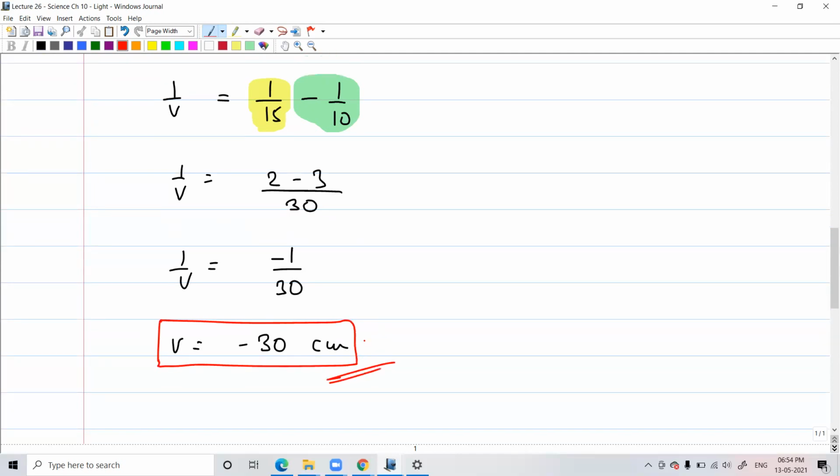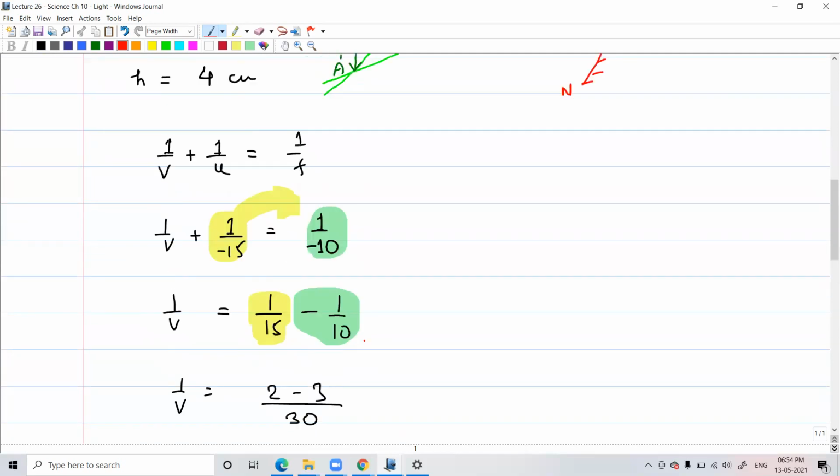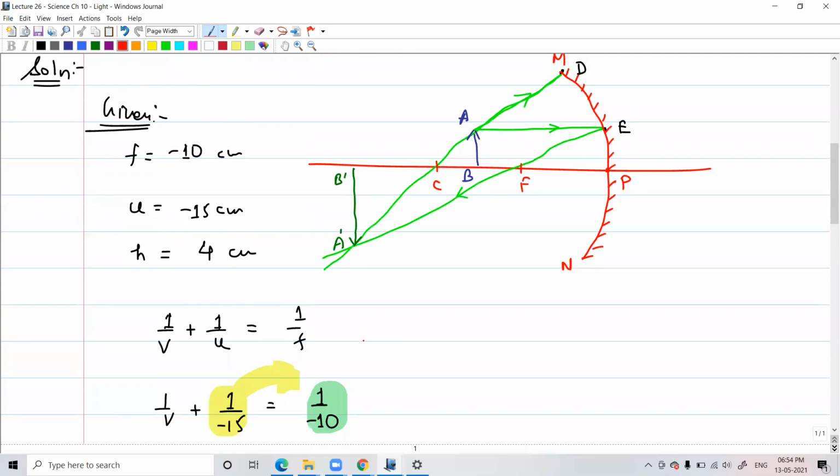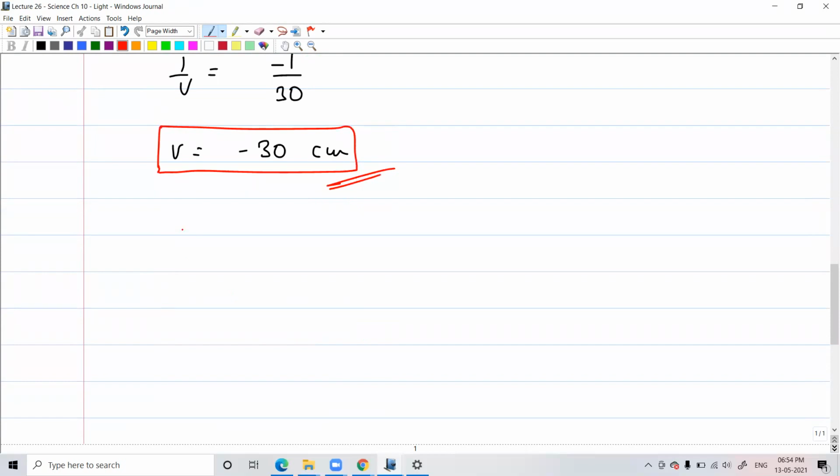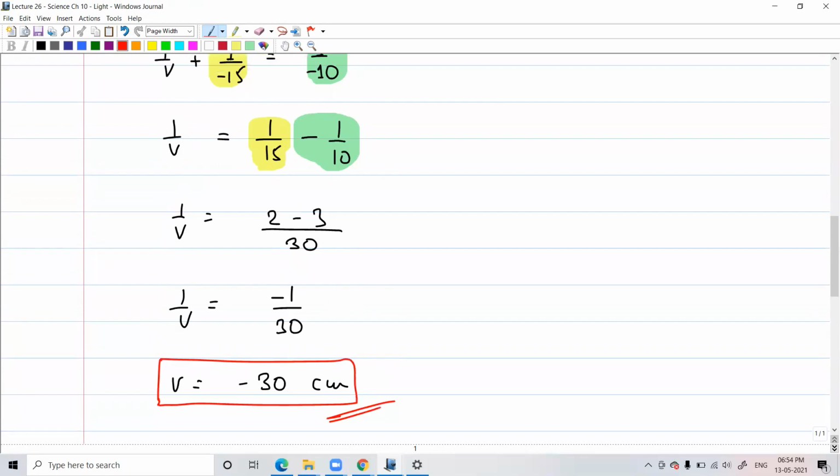Okay. Now, what else? We need to find out the H dash, the height of the image. So I'm going to write it. Okay, let's write it here. I have a doubt, sir. Yes, tell me. Sir, how did we get that 2 minus 3? You see, this is just addition, subtraction. How do you normally do it?